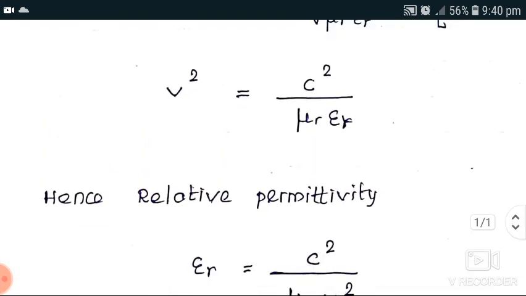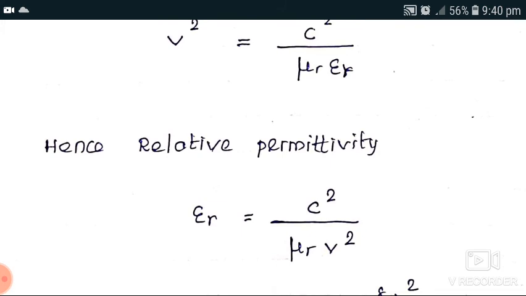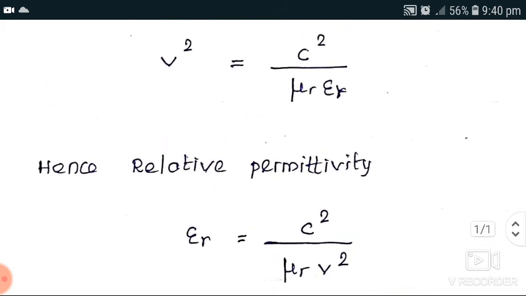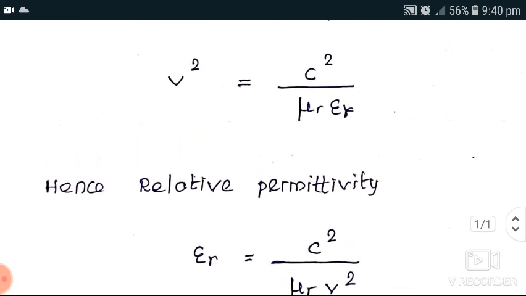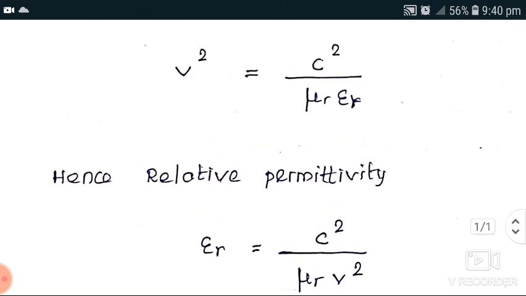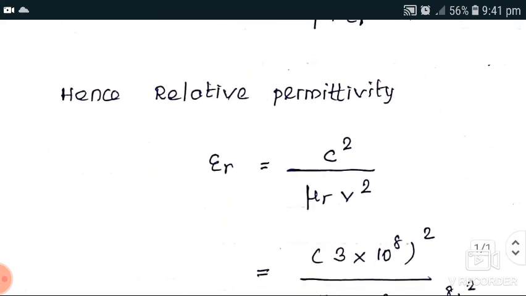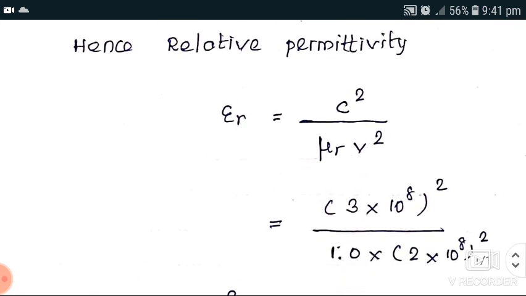So epsilon r goes to the opposite side, and v squared comes to the other side. It goes to the numerator, and it comes to the denominator, okay? So epsilon r is equal to c squared divided by mu r into v squared, because I need to find the value of epsilon r. So epsilon r goes to the opposite side, then v squared is taken to the other side. So the result is epsilon r equals c squared divided by mu r into v squared.